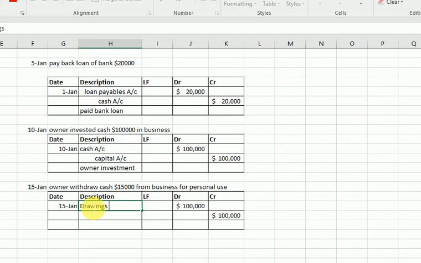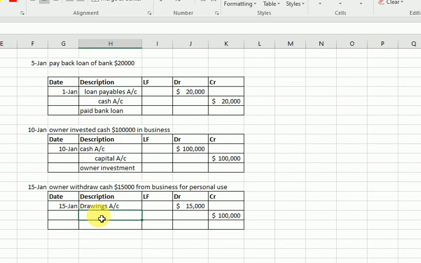Drawings account is debited. By how much? By $15,000. What is drawings? This is called a contra capital account. Contra capital account means that it negatively affects the capital account. It means that drawings decrease the capital of the owner in the business. Drawings is a decrease in capital or decrease in owner equity account, a contra capital account.